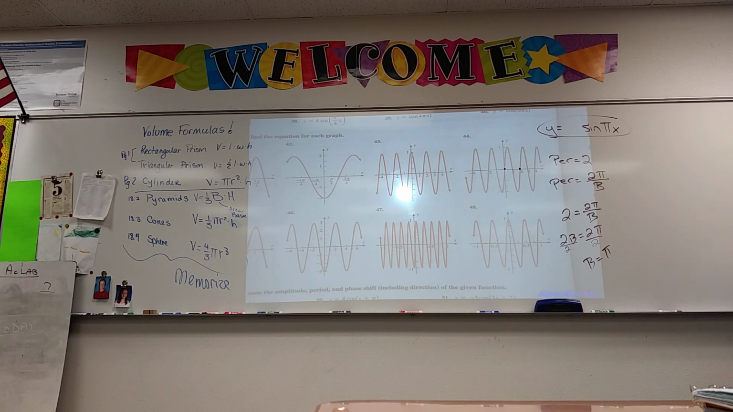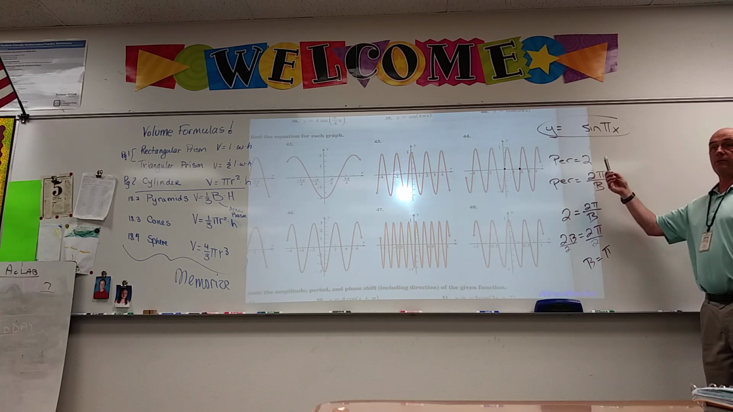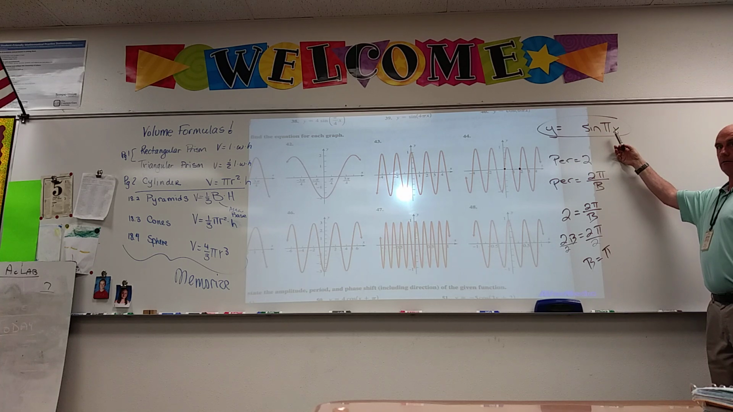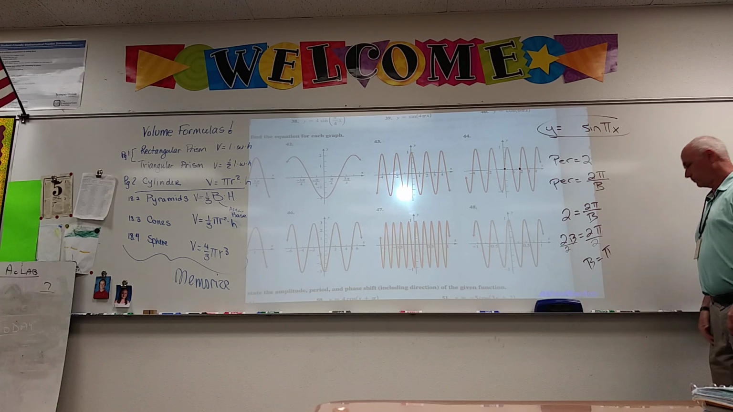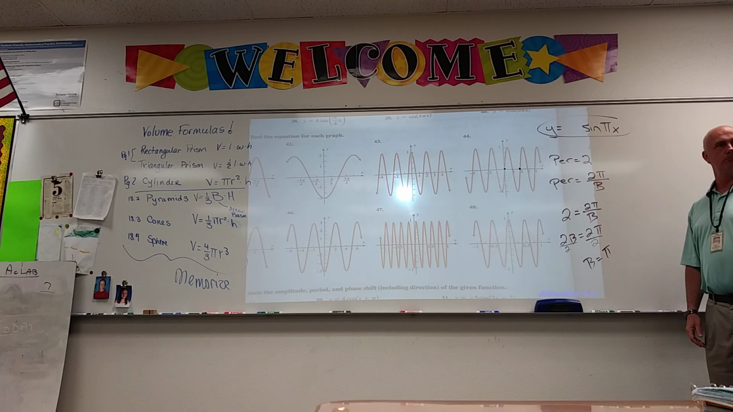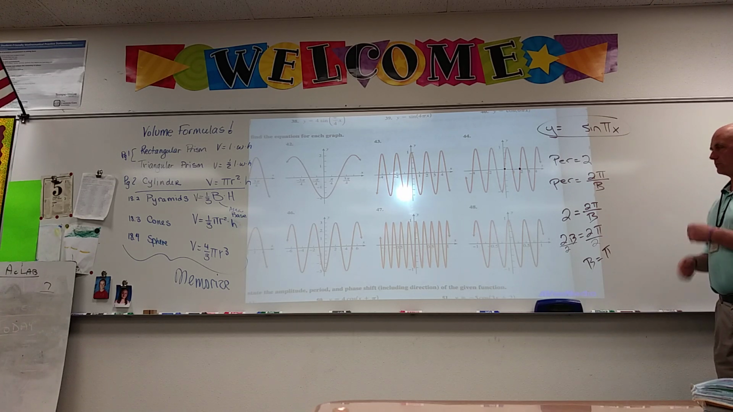So that's the order I would do it. Sine or cosine, amplitude, positive or negative, period to find b. Remember that the period is not b, but we use the period to find b. Questions there? Not as bad as you thought? 46.